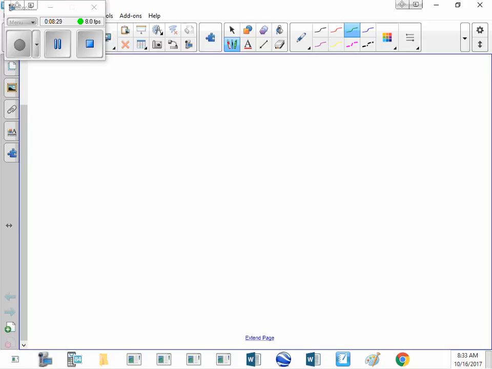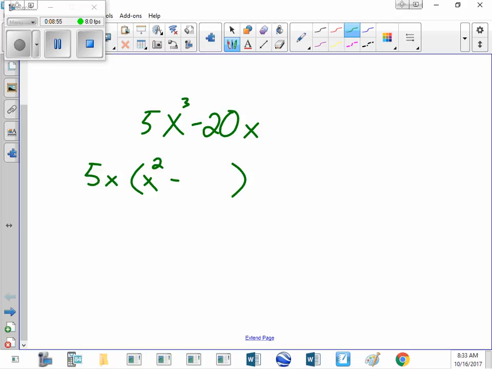That's good. What if I had 5x to the third minus 20x? Can I factor that? Pull out a 5x. 5x times, what's left? X squared minus 4. Now what?